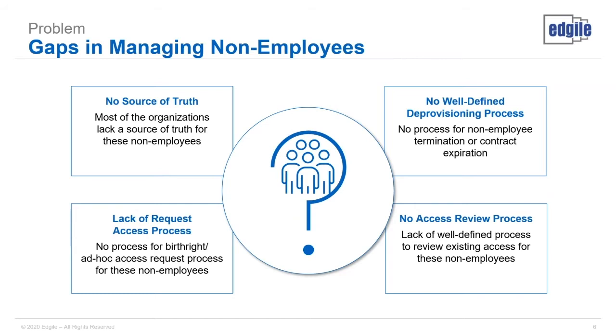When you lack that source of truth, you also can't feed processes that are necessary for the governance of their identities and their access. That means it's difficult to have well-defined deprovisioning processes.